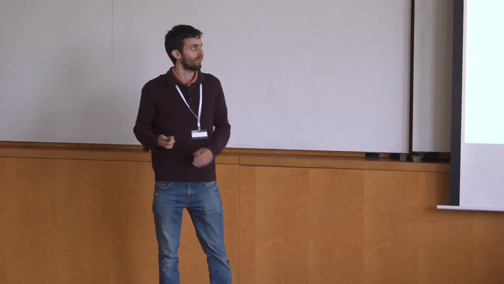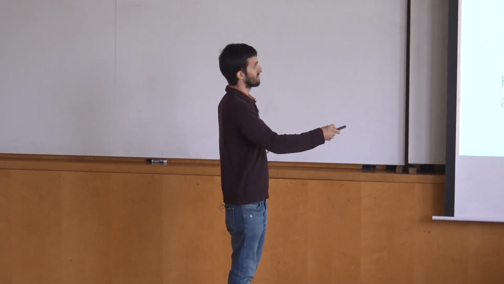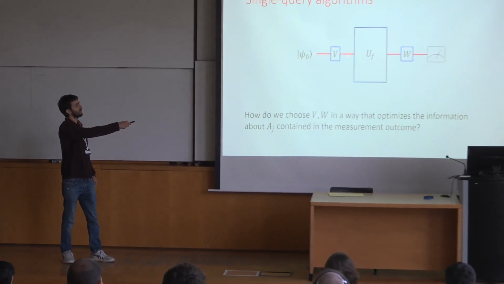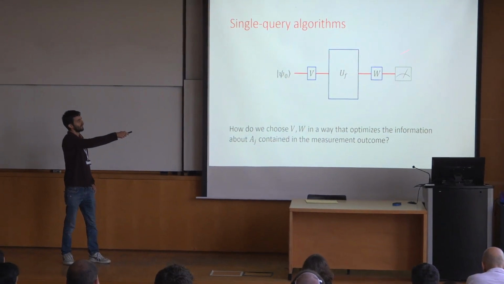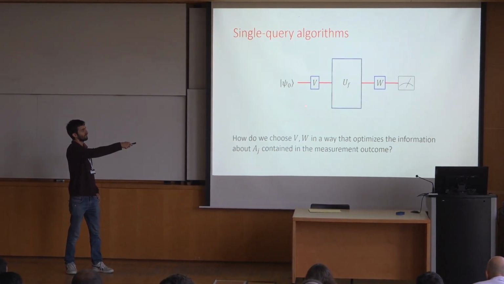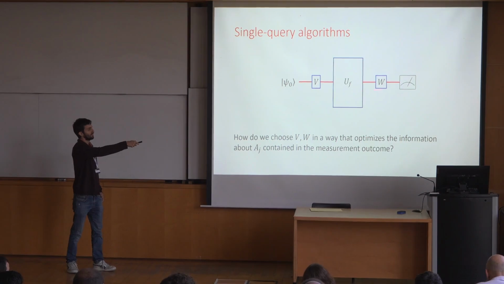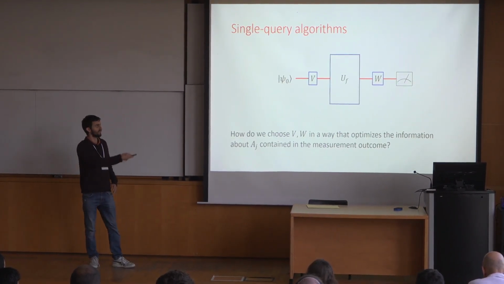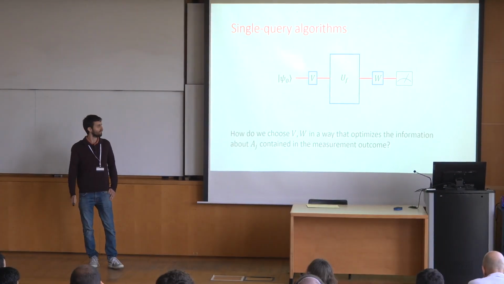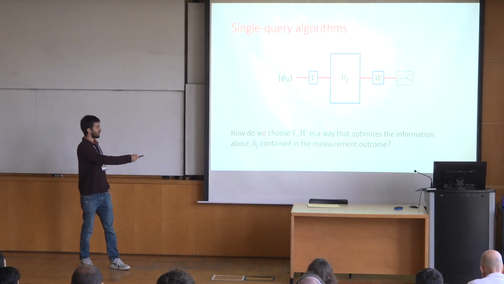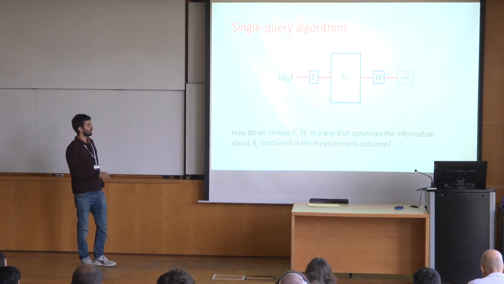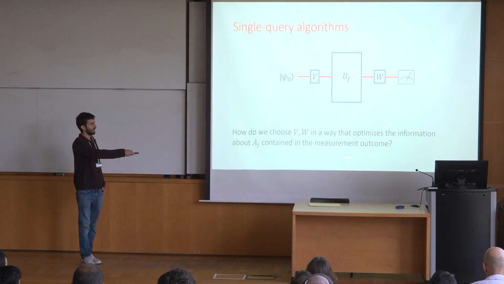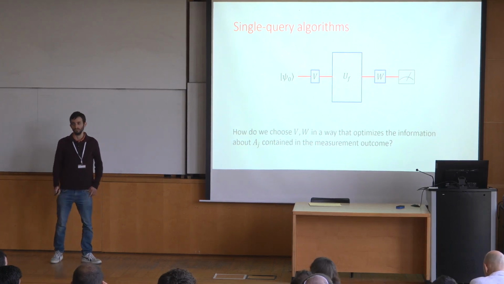So what is a single query algorithm? Well, it always has this form. We prepare some initial state psi naught, perform some unitary V, then the Oracle query U_f, another unitary W, then we measure in the computational basis. We can only do one query, so this is essentially everything we can do. So the question here is, how do we choose V and W such that we optimize the information about the class A_j contained in the measurement outcome?